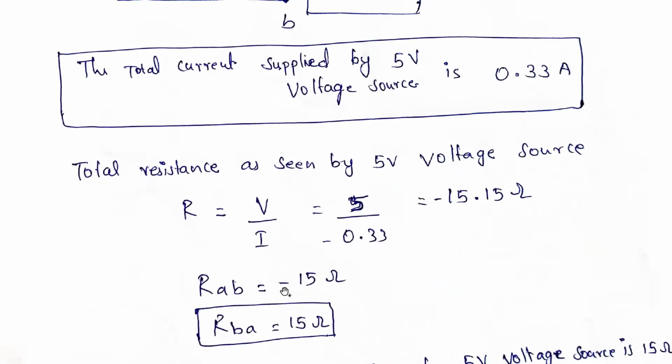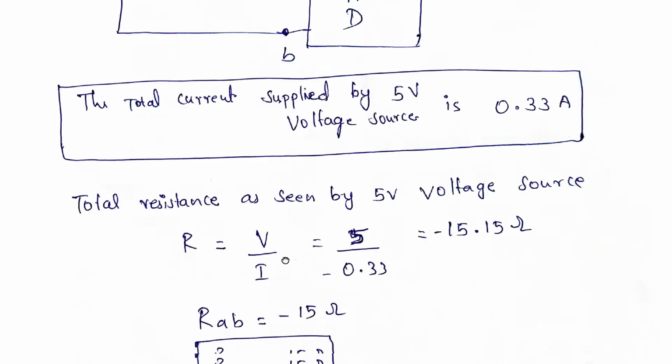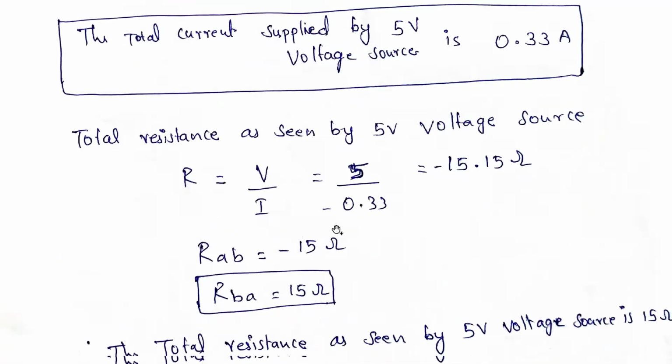We can get the answer as minus 15. So RAB is equal to minus 15.15. That is RAB. So approximately minus 15 ohms. So RAB is minus 15 ohms, which means we can write RBA is equal to 15 ohms, because we can reverse it.